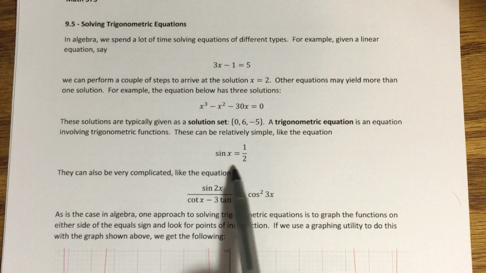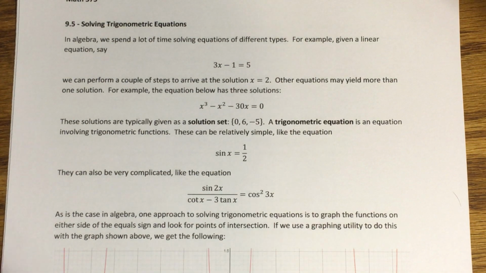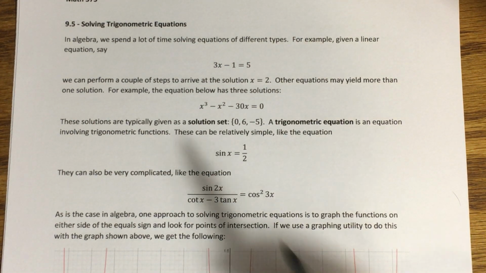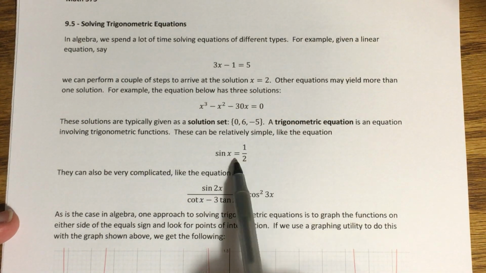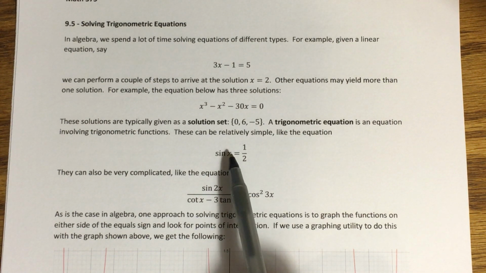Now, this is not an identity. Remember, the difference between just any old equation and an identity is that an identity will be true no matter what I plug in for x. But that's clearly not the case here. If I plug in a 0 for x, for example, sine of 0 is equal to 0, not 1/2. So this has solutions, but it's not just every number in existence that would work for x here.